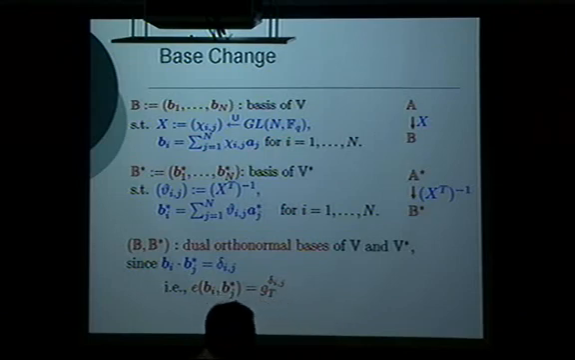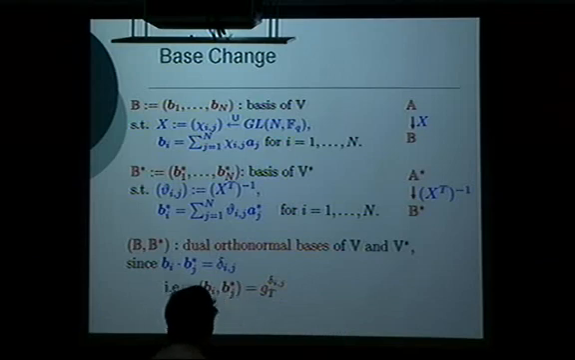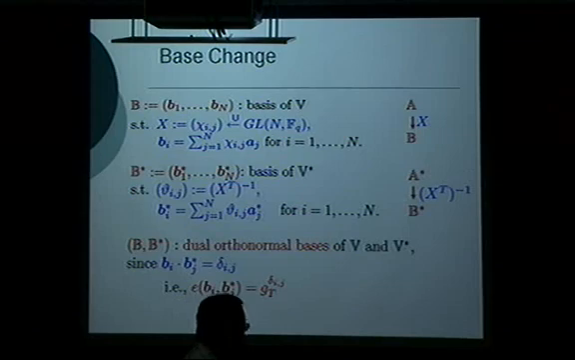Not canonical. Canonical means only A and A star is a canonical basis. We call this B and B star just a basis, not a canonical one. But B and B star have a very nice property: they are dual orthonormal bases, so they satisfy this property.